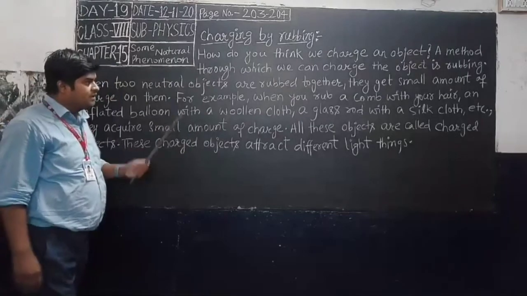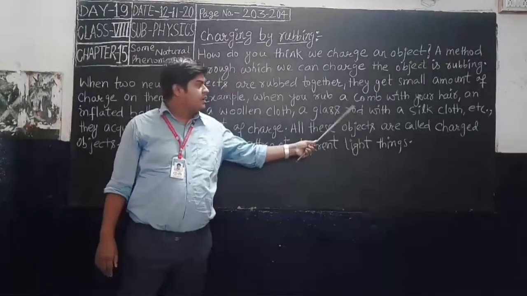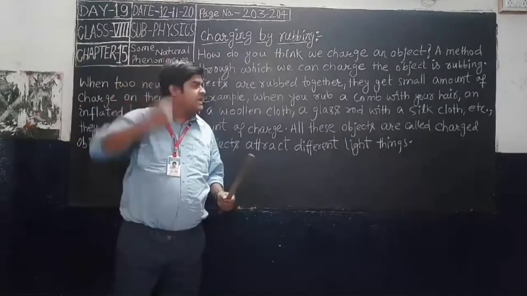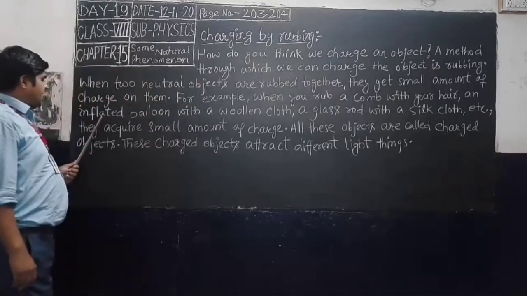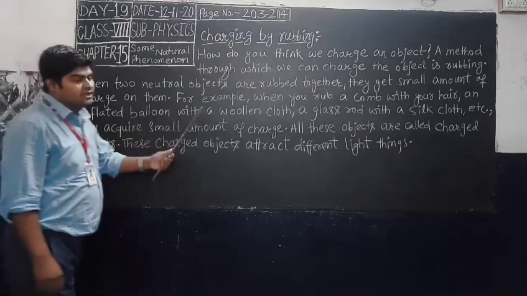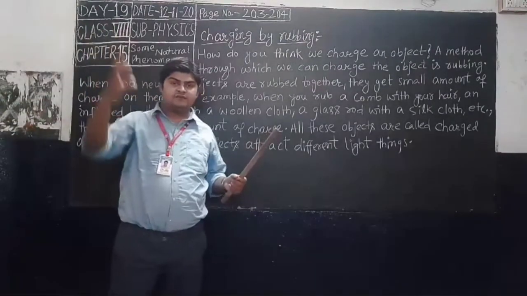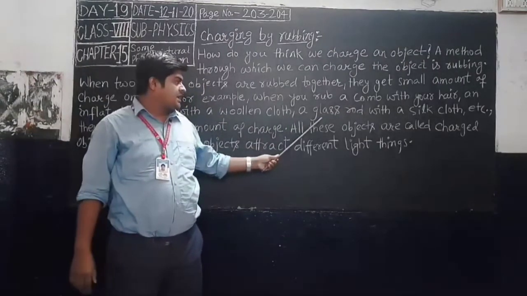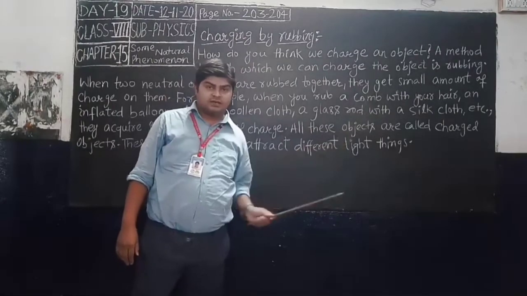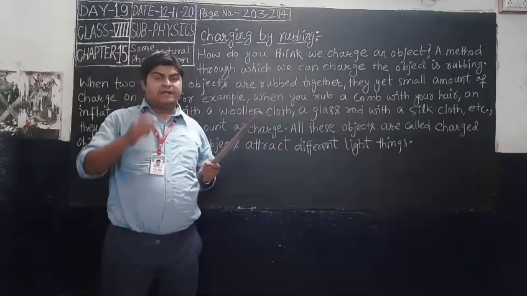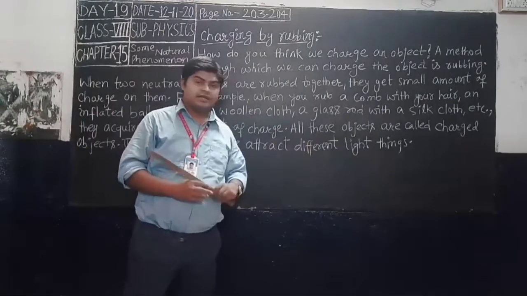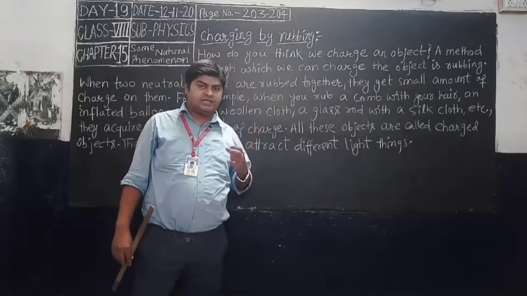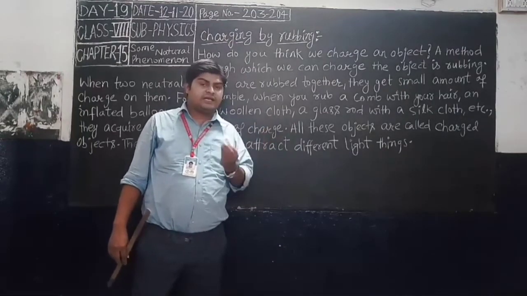For example, when you rub a plastic comb with your dry hair. Another example, you take an inflated balloon and rub it with a woolen cloth. And third, you take a glass rod and rub it with a silk cloth, etc. These are examples of charge created by rubbing.